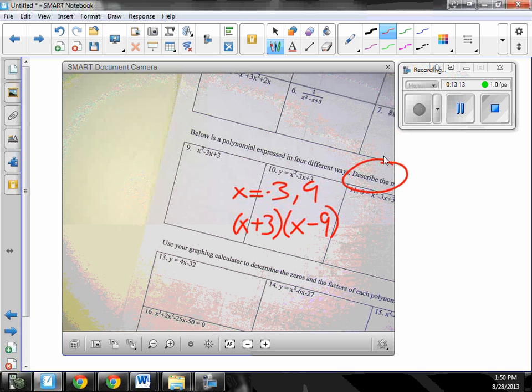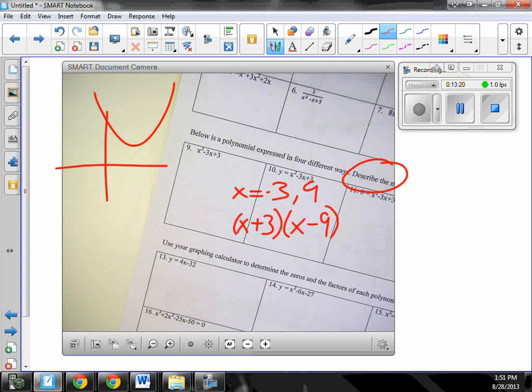Good. What if a polynomial does not touch the x-axis? It's a function, and it has roots, but they're imaginary. The calculator will not calculate imaginary roots. You need a different method to find those. And so just say no real roots. It has them, they're just imaginary. That's a good question.